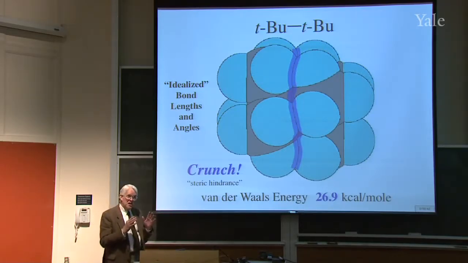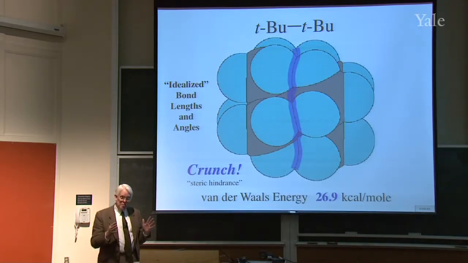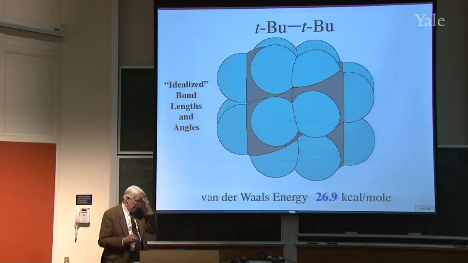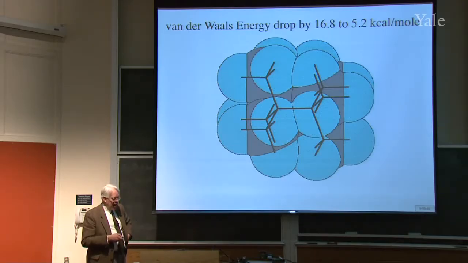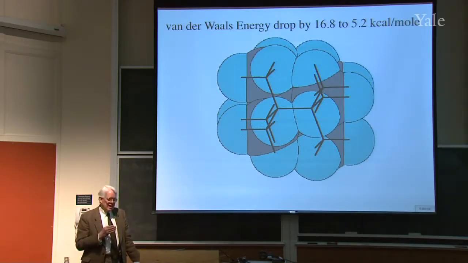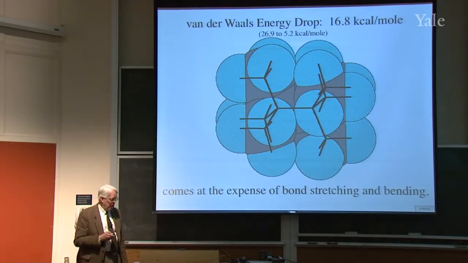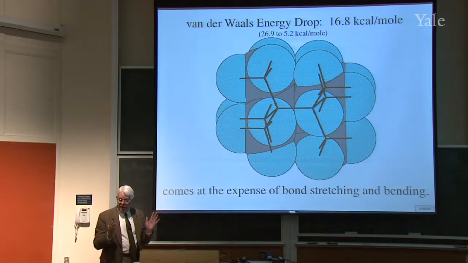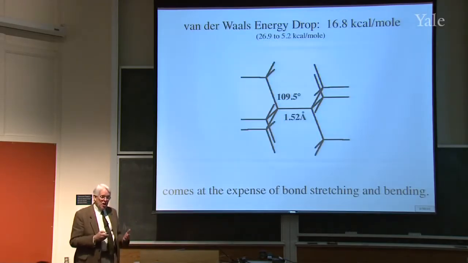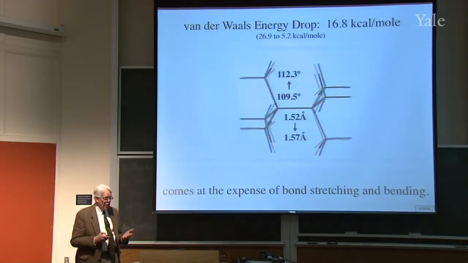Now of course the molecule doesn't have that shape. It adjusts, as we mentioned last semester, to minimize the energy, right? So what it does is adjust to that position. It drops the van der Waals energy by 16.8 kilocalories per mole, down to only 5.2. That's how it does it, by moving the two apart. But it's at the expense of stretching the bonds and bending the bonds a little bit to get those hydrogens apart from one another. So although it started with 109-degree bond angles and 1.52 angstroms, it changed like this. You can see how it moved to get the hydrogens apart, but there's an expense to pay.